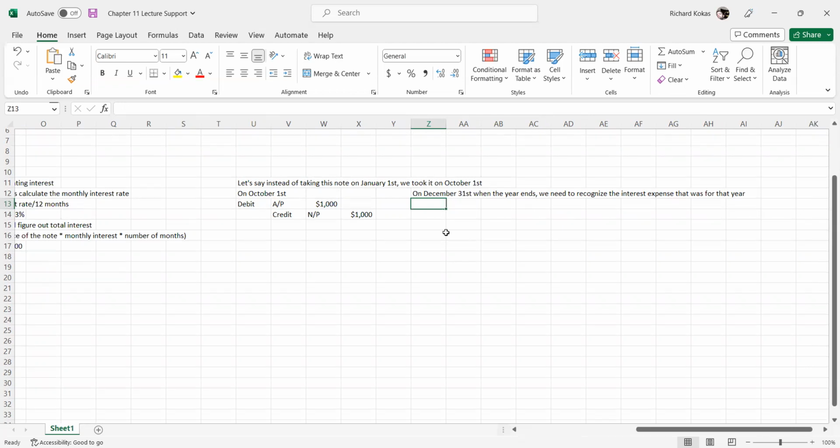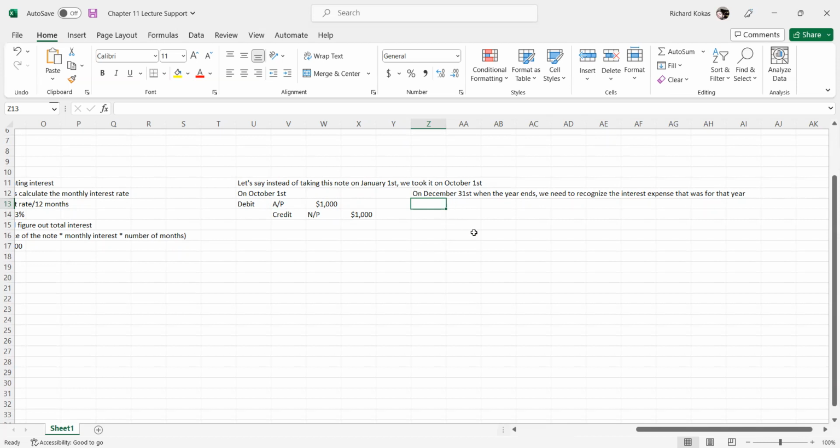So we can't recognize all of the interest expense on April 1st, okay? Say it's April 1st, 2022. Well, we weren't holding the note for all of 2022. We were holding it for part of 2021, part of 2022. So the interest, part of it has to be put towards 2021, part towards 2022. So when we do this, it's going to be on December 31st.